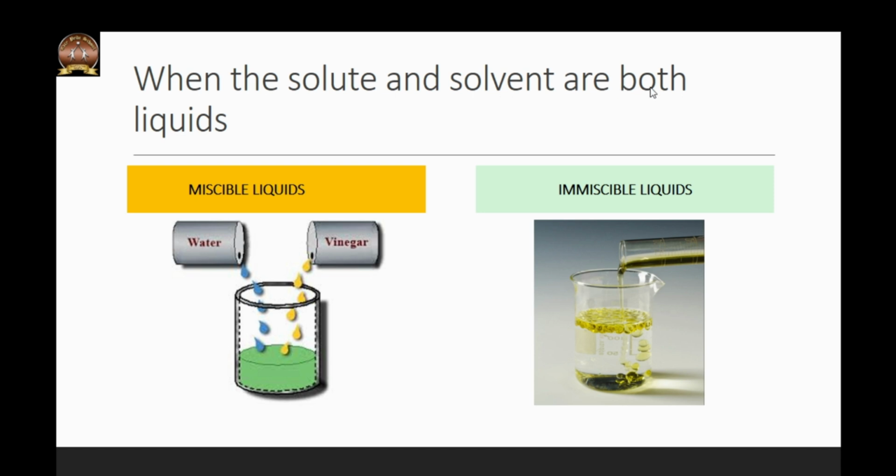When the solute and solvent are both liquids, there can be two cases. One is a case of water being mixed with vinegar or soy sauce or honey, wherein an evenly distributed solution is formed. Such liquids, which mix completely and entirely with each other, are known as miscible liquids. When we try to mix liquids such as oil in water, you will see that no matter how hard you try, the oil separates. This is because oil and water are immiscible liquids.